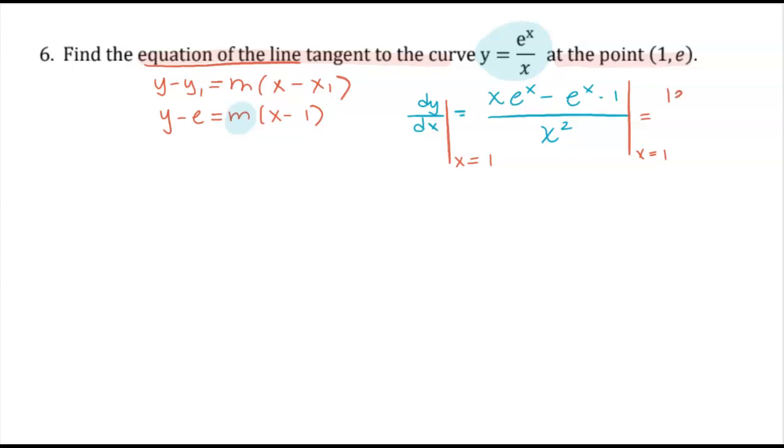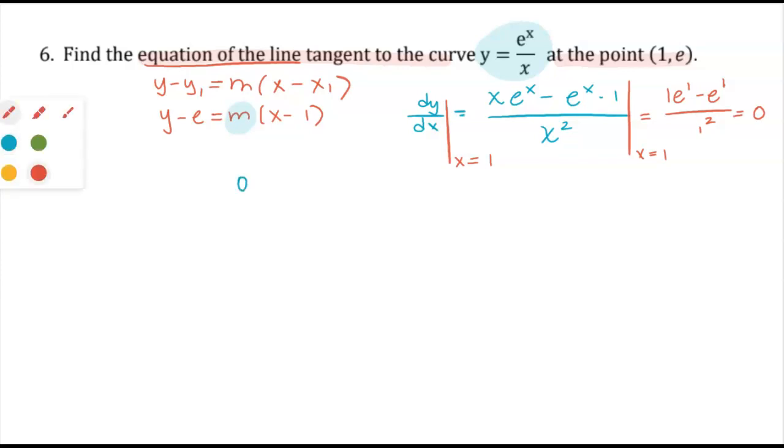We have 1 times e^1 minus e^1, all over 1 squared. e minus e is just 0. So our slope is 0. Okay, that's fine. I can deal with that.